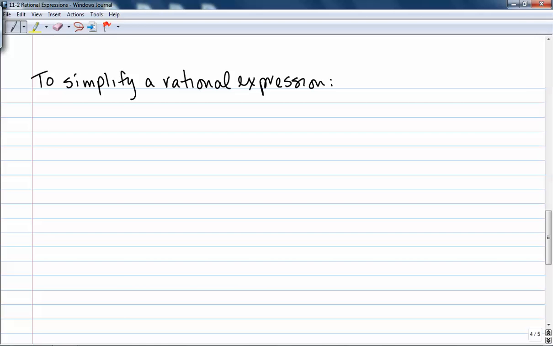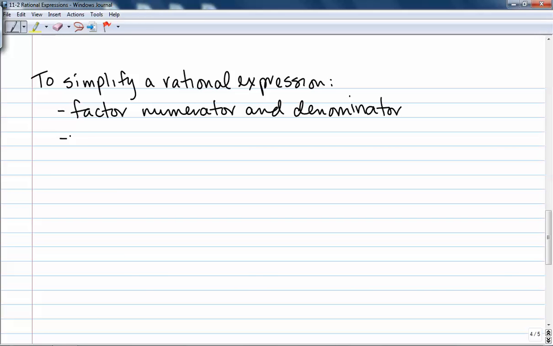Next thing we're going to do is simplify some rational expressions. Here are the steps you need to follow to do that. First thing you want to do is factor the numerator and the denominator. Second thing you want to do is see if there's anything you can cancel. Do you have any similar factors on the top and on the bottom? That should simplify the rational expression, but then you also have to find any excluded values.